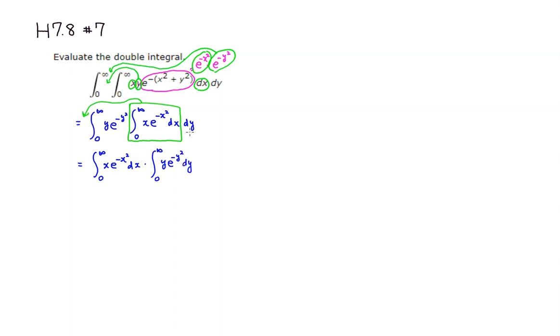Then notice that these are dummy variables, so these are exactly the same integral. I'm lazy, so instead of evaluating both of them, I'm going to evaluate one of them and then just square it, because the results are going to be exactly the same. So we have the integral from 0 to infinity. I'll do the one with x: x e to the negative x squared dx. Then we just have to square that.